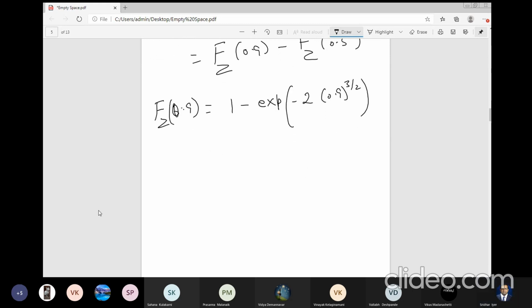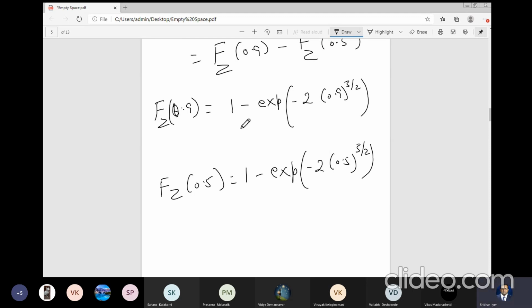And the other factor, which is Fz of 0.5, will be 1 minus exponent of minus 2 times 0.5 raised to 3 by 2. Okay. So this answer that I have is, let me check with me, okay? 0.8187.